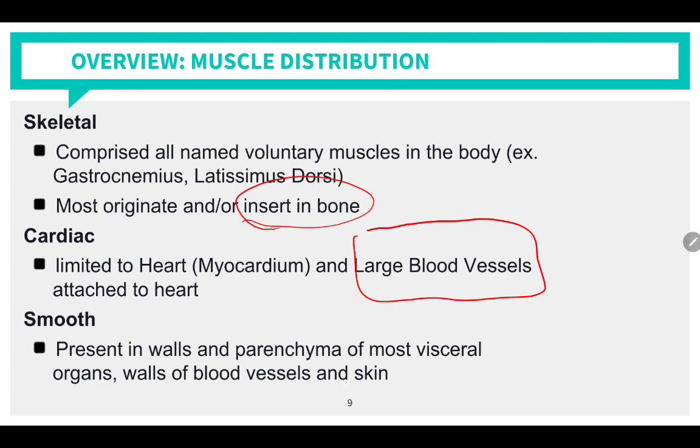The smooth muscle is present in the walls and parenchyma of most visceral organs, the walls of your blood vessels and your skin. Why? Because the skeletal muscle has striations that make it stronger or harder, it has the ability to contract.